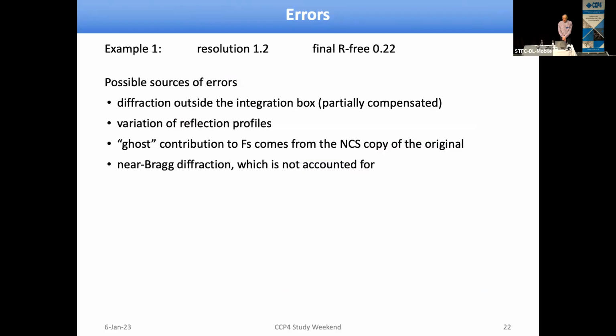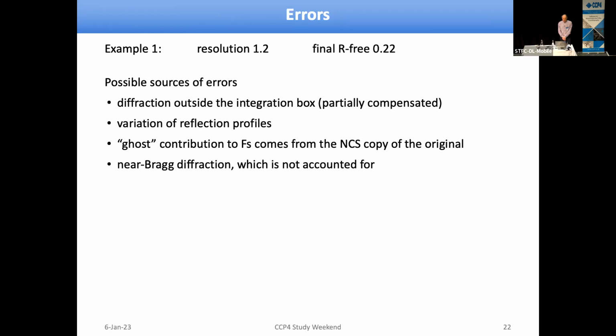Well, correction helps a little bit, but doesn't make our data as good as the data from a healthy crystal. For our example, the ANA3 of 22 is a little bit higher than I would expect for 1.2 angstrom data. Density is good, however. The errors I can think of are because part of the intensity is not in the integration box. Well, it's partially compensated. Reflection profiles are different for well-ordered reflections and reflections affected by partial disorder. Ghost density actually comes from the NCS copy of the molecule, not from a crystallographic copy, and small conformational differences between those can make an effect at high resolution data.